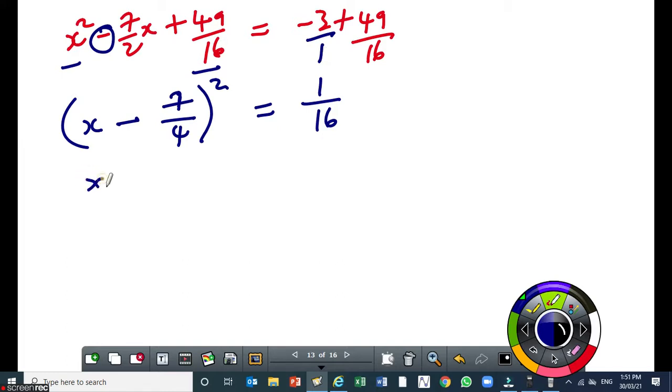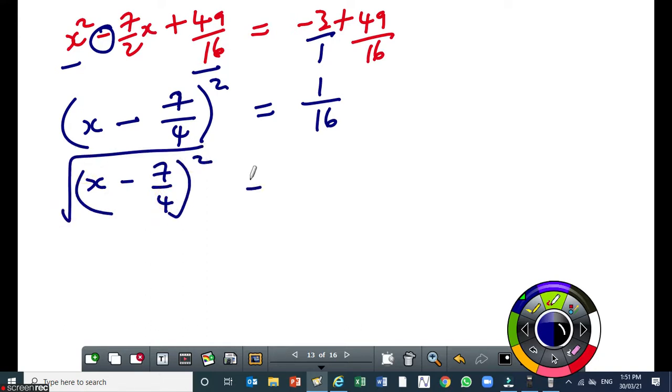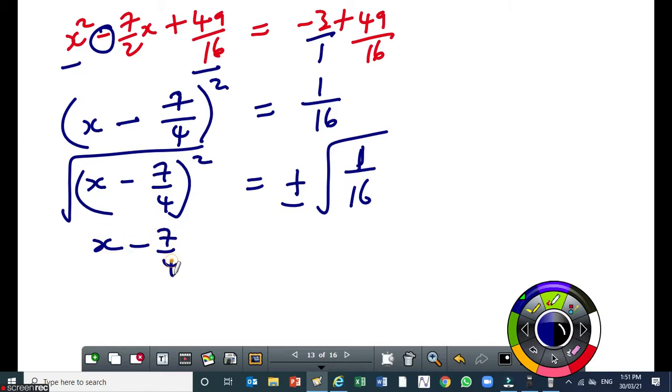So this becomes x minus 7 over 4, all squared. Then we take the square root. We do the same on the right, but you must put a plus or minus because the square root of any number is a positive and a negative. So on the left, you will end up having x minus 7 over 4 is equal to plus or minus 1 over 4.